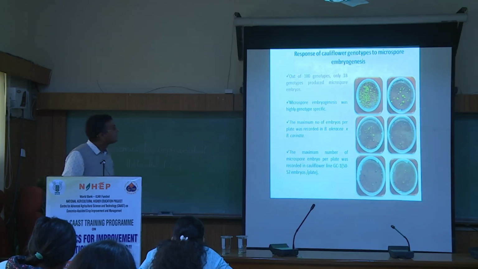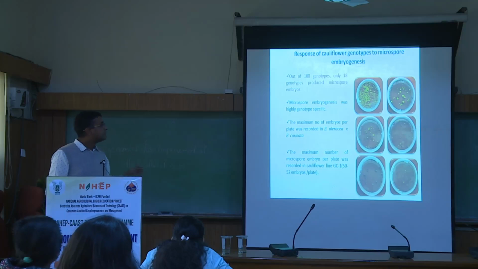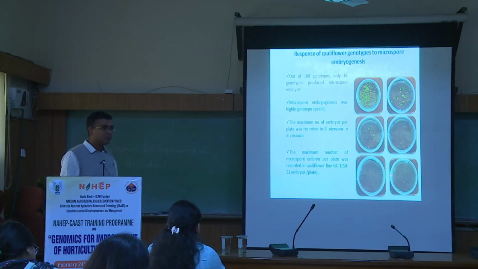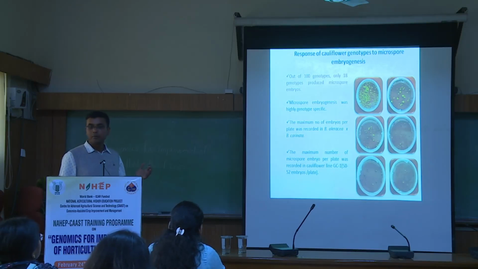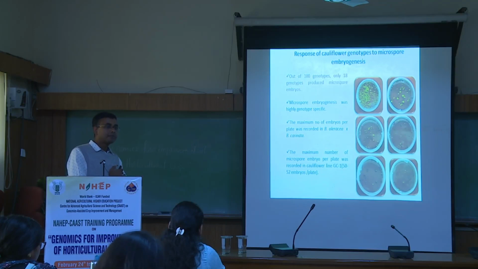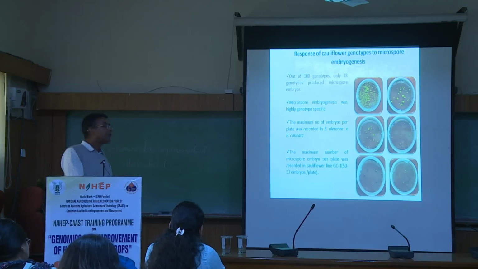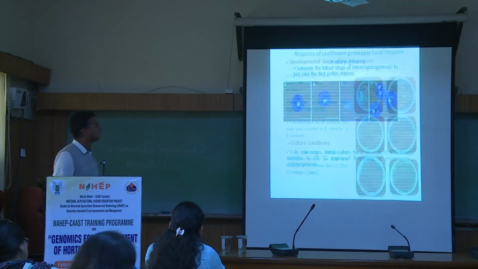And these are the responses of different cauliflower genotypes. Why I have given this: in some of the genotypes you see there are 100 microspore-derived embryos, no? But in some of the genotypes, there are only a few, 2, 3, 4. So this is very, very genotype specific, and you need to know which genotype is responding. If you want to work on microspore-based culture, you have to identify the genotypes which are highly responsive. Only those genotypes can be used for further genetic studies, you know.